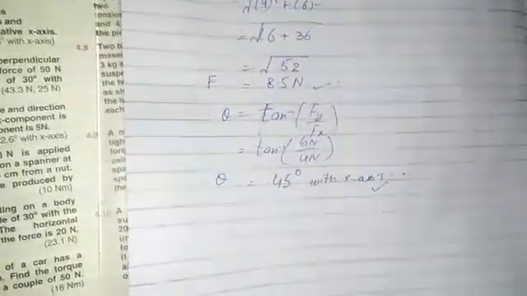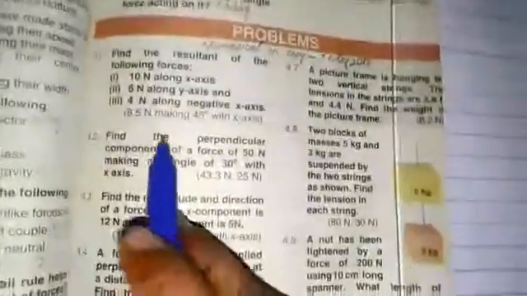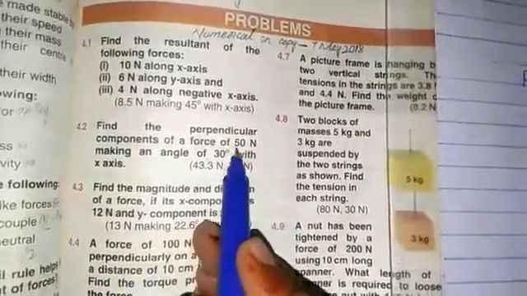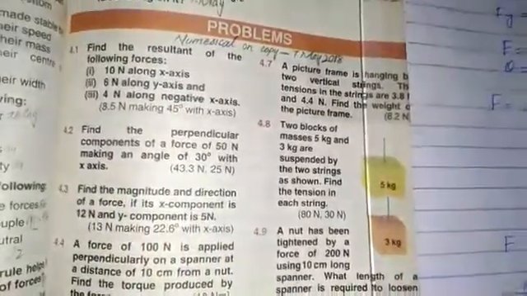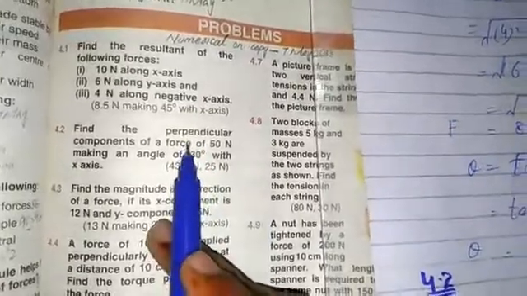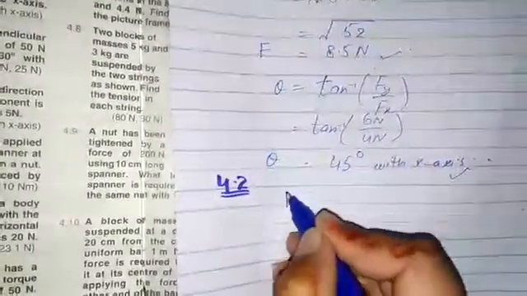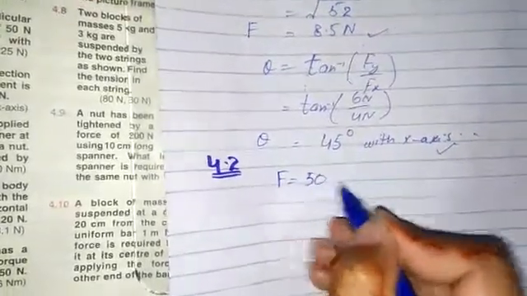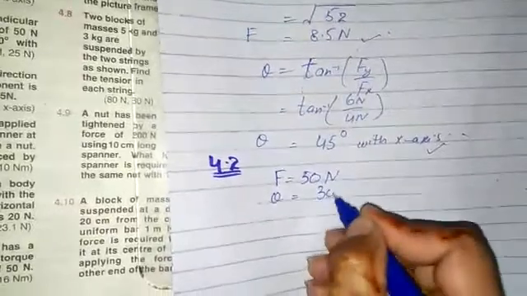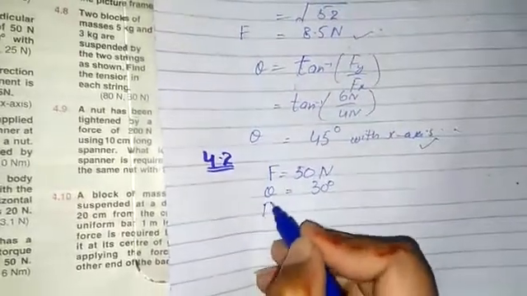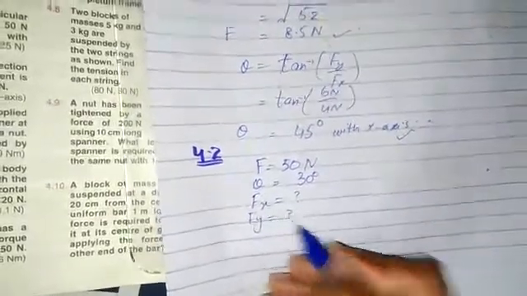Now numerical number 4.2. Students, find the perpendicular components of force of 50 Newton making an angle of 30 degrees. So then you have to find the perpendicular components, horizontal component and vertical component. The given data is force, that is 50 Newton, and the direction theta, that is 30 degree. So you have to find the horizontal component and vertical component.